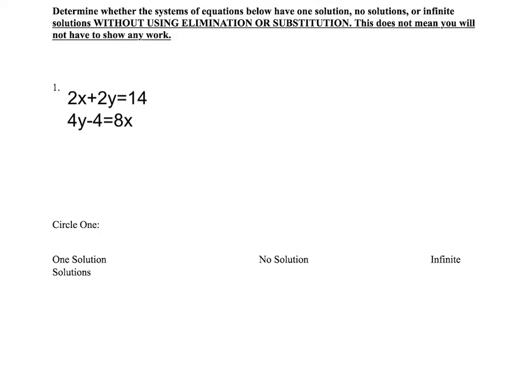So what this means is we want to put our lines into y equals mx plus b form. And after we do this, we're going to compare them so that we can see if there's one solution, no solution, or infinite solution. So let's start with our first line, the 2x plus 2y equals 14. We're going to put it in y equals mx plus b form. So that means we need to get y by itself. So isolate y. I'm going to do that over here.